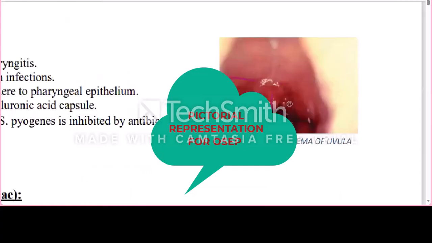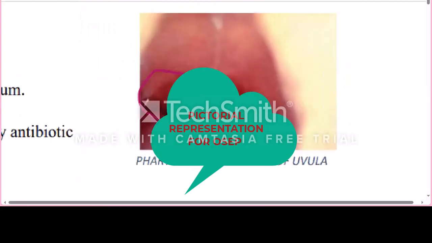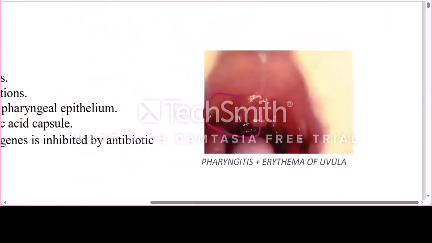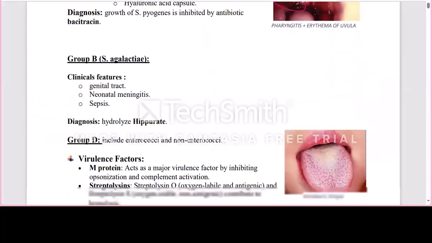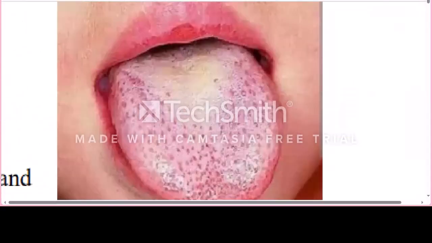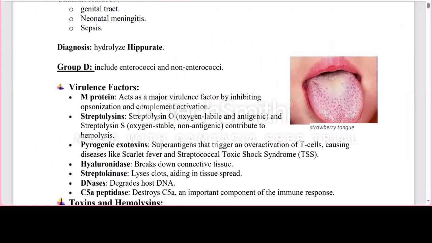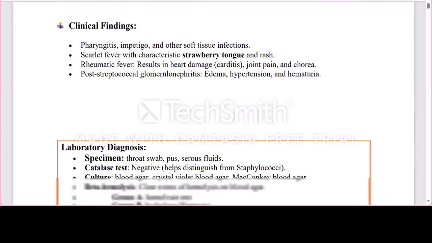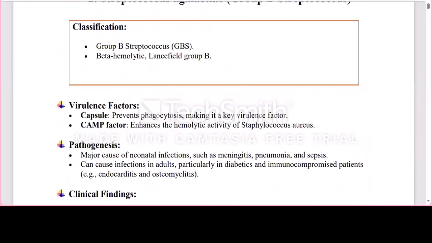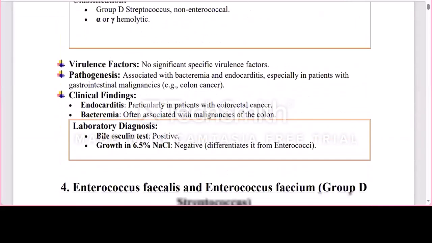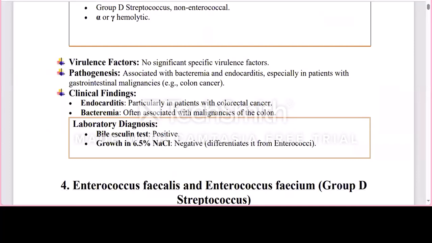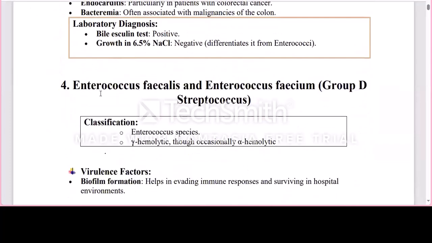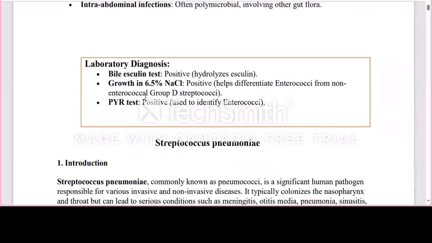Here is a clear picture, and then it mentions what is given. And another one is here, you can see. So this is the arrangement, you can see.